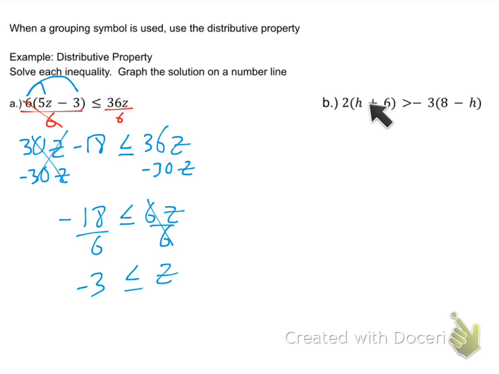Just like here, I'm not going to actually do this problem. I think it's self-explanatory, but I would distribute and distribute first. The inequality symbol in the middle will stay exactly the same. Therefore, you will have exactly the same equation all spread out, gather like terms like you did the first one.